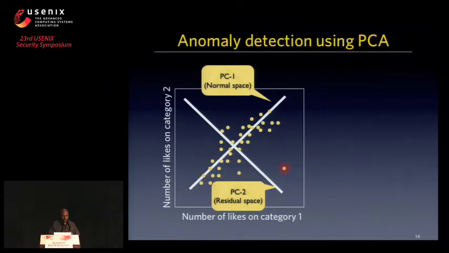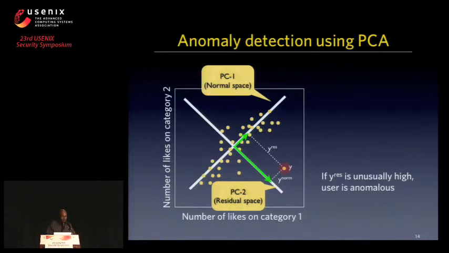Now, to classify whether a user is anomalous or not, we can simply project that user's behavior onto these two alternate dimensions. If you look at the projection on the normal space as well as the residual space, you can simply see if the projection on the residual space, which captures the deviation from normal behavior, is unusually high. If it is, you can mark the user as anomalous.